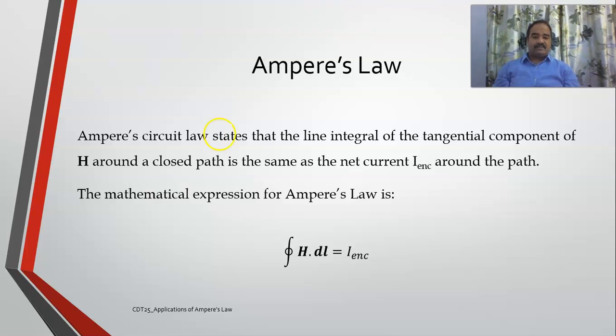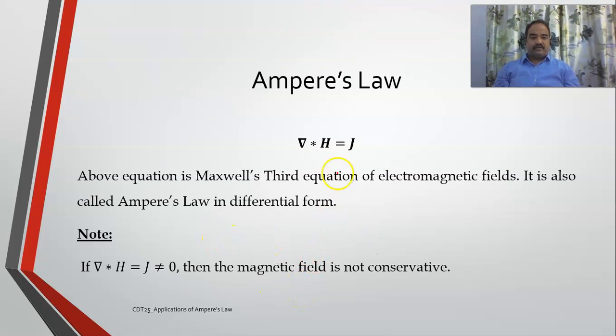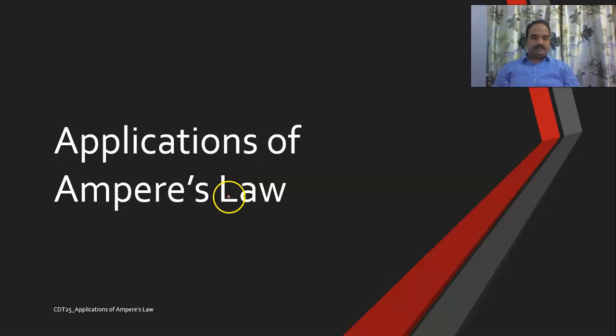Let's start with the basic statement of Ampere's law. It states that the line integral of the tangential component of field intensity around a closed path is the same as the net current enclosed by the path. And we do have a differential form of Ampere's law, which is Maxwell's third equation, del cross H is equal to J. Now, applying this for determining the magnetic field intensity vectors.